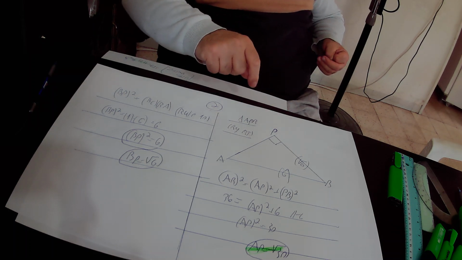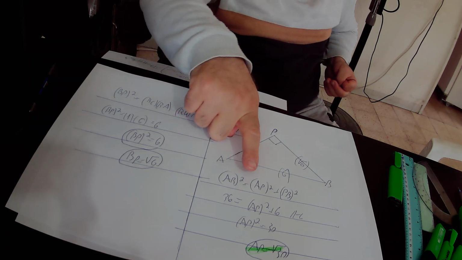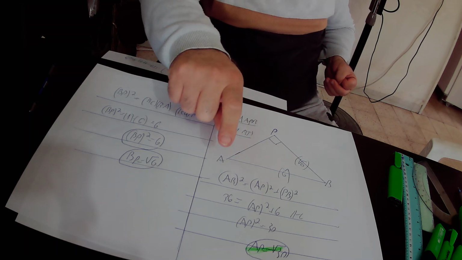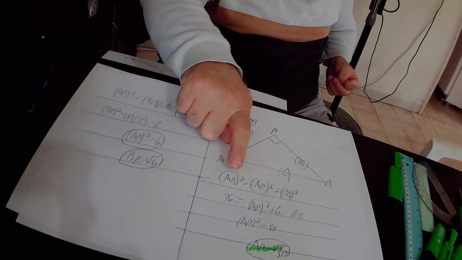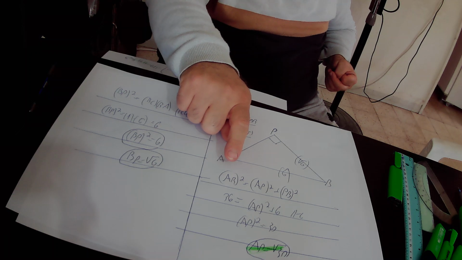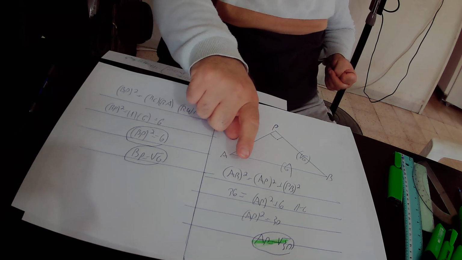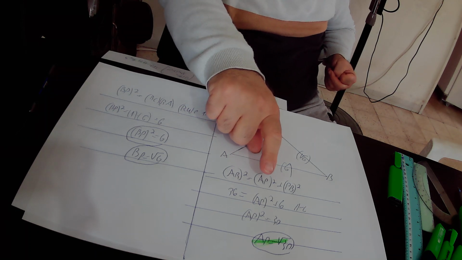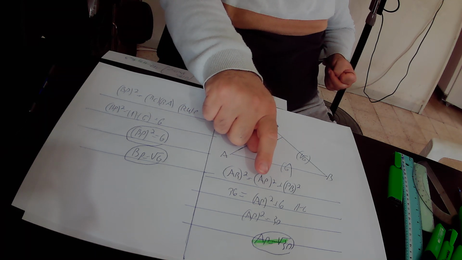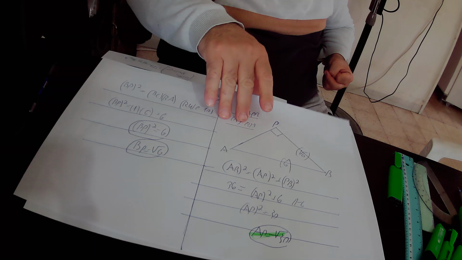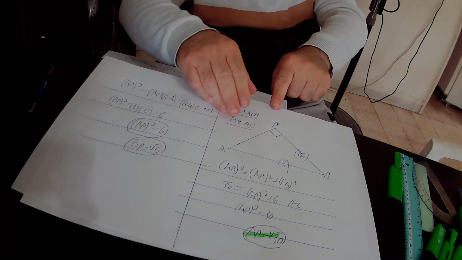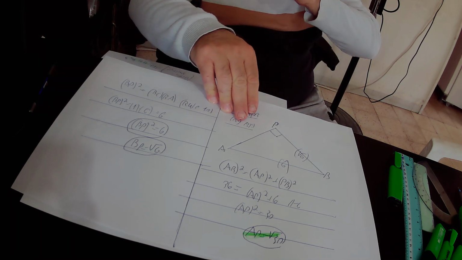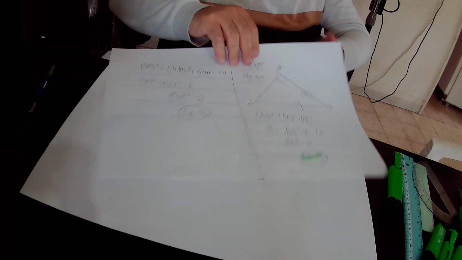So in conclusion, we found that 36 equals AP square plus 6. If we subtract 6, we find that AP square equals 36 minus 6, that is 30. Taking the square root of this equation, we finally found that the missing side AP equals the square root of 30 units.